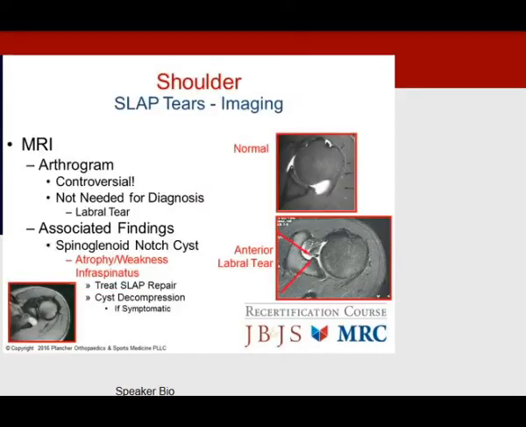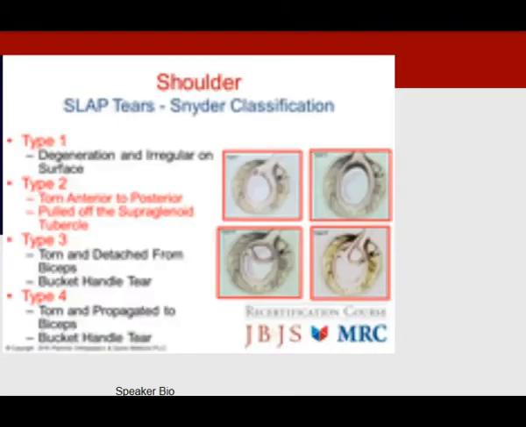An MRI might be helpful with an arthrogram if needed. And associated findings are probably more important, to identify the spinoglenoid notch cyst. Look for atrophy in the posterior aspect of the patient. Treat the SLAP tear if it is seen there. And consider a cyst decompression if it is symptomatic.